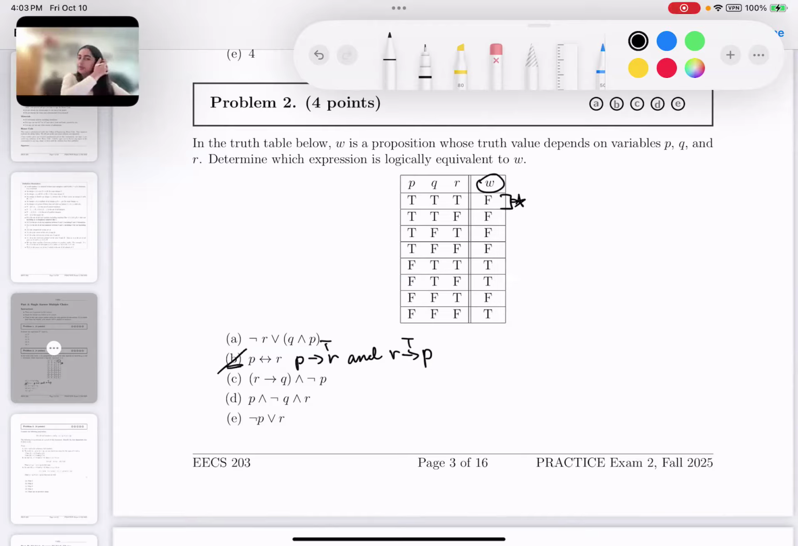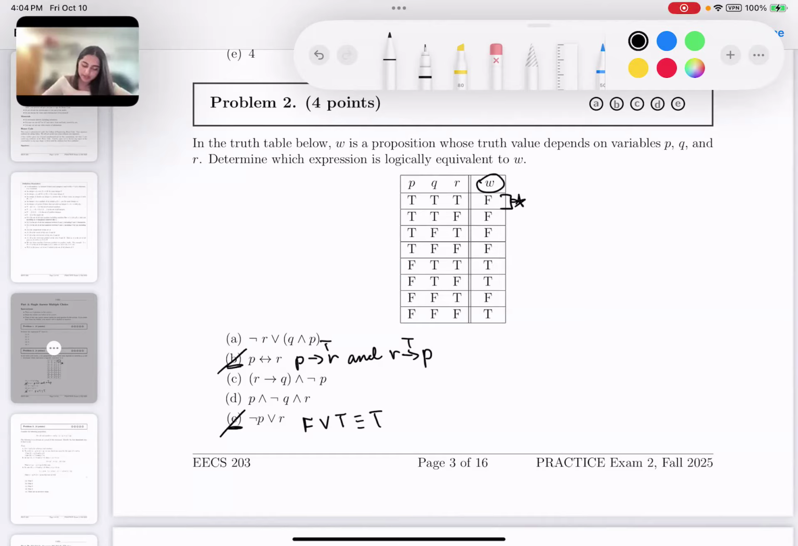Another example that we can consider for this specific row is E. In this, we have not P or R, and we know that R is going to be true in this row of the truth table, so this expression should evaluate to true no matter what. Not P is going to be equivalent to false because P is true. False or, like we said earlier, R is true, so false or true is equivalent to true. However, in the first row, the result of the logical expression should be false. And so we know that this is not the one.